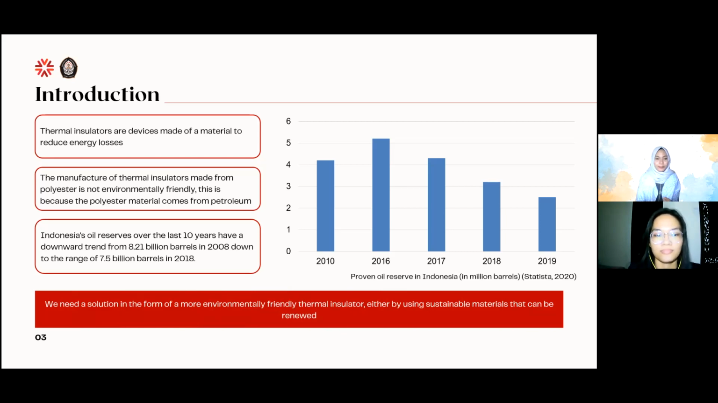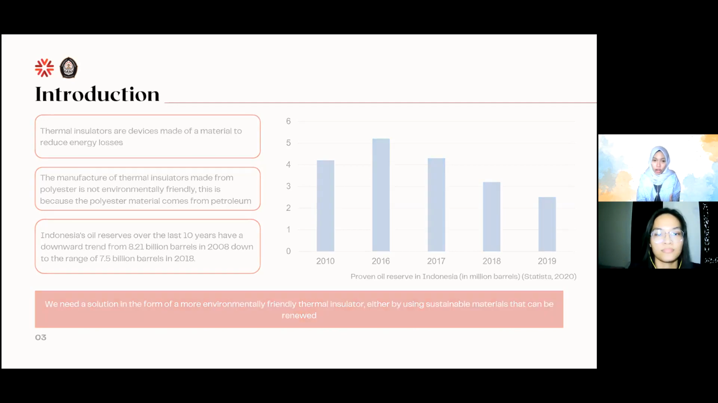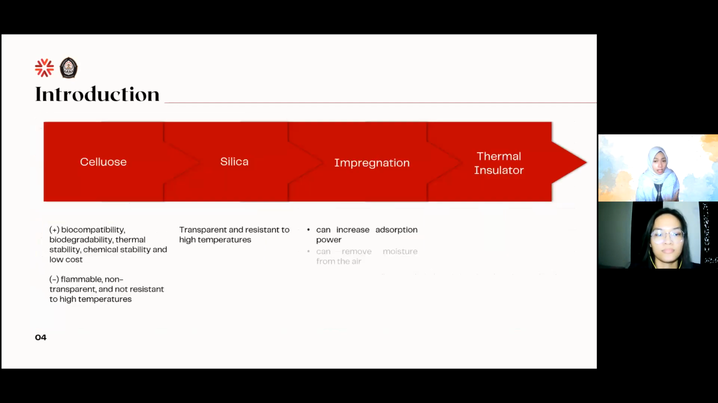can be renewed. One of the sustainable materials that can be defined as the main material used in the manufacture of thermal insulator is cellulose. The presence of cellulose fiber in nature is very evident. In addition, cellulose possesses many advantageous properties over petroleum-based polymers, such as biocompatibility, biodegradability, thermal stability, chemical stability, and of course, low cost.